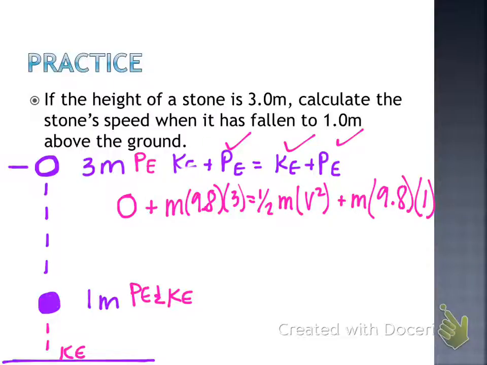We don't have to plug in negative 9.8 here for gravity, because we're doing work to overcome gravity. So this is 29.4 m equals 1/2 mv squared plus 9.8 m. What would be my next move algebraically from there? Get the m's on the same side, right? So that means I would subtract my 9.8 m to the other side.